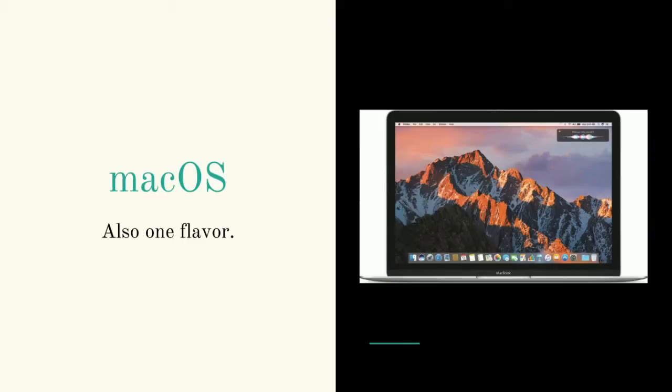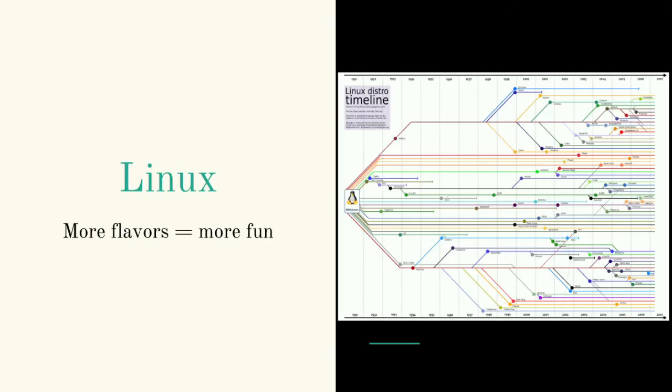macOS, also one flavor. They have different versions as well, you know, but if you download the latest and greatest, you're going to get something that looks mostly like this. And you're going to have to buy it on their hardware for the most part as well. Linux, on the other hand, this is not even close to everything, but this is a timeline of Linux distributions from the creation of Linux onward to, like, what we have today.